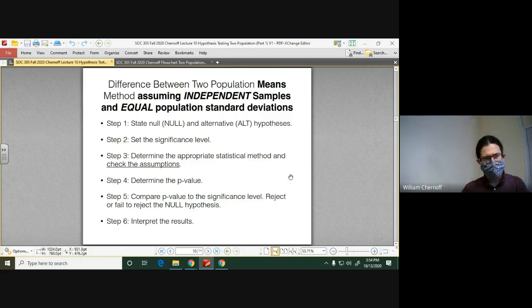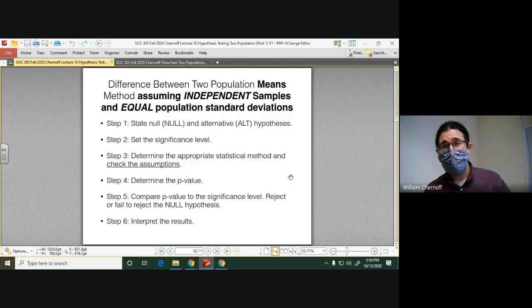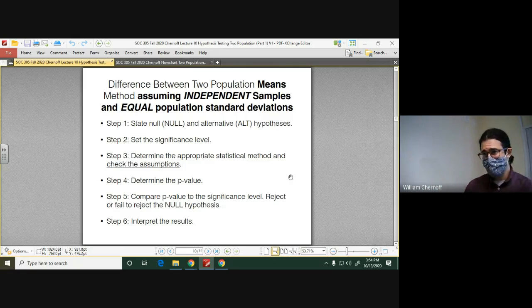Step 4, we then take our data, put it into SPSS. SPSS is going to give us an output. Sometimes the defaults are going to be correct, other times they're not. So we'll have to take that output and use it to find our correct p-value. Step 5, we're then going to compare the p-value to our significance level. And of course, we have our mantra. So even in this situation, the p-value is less than the significance level, and we reject the null hypothesis, always.